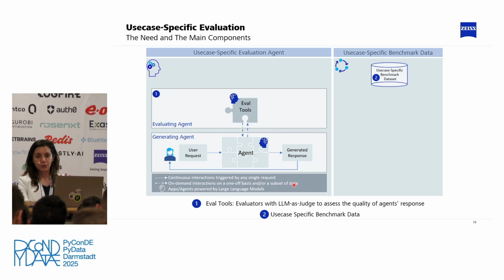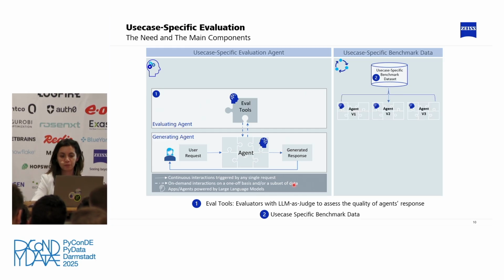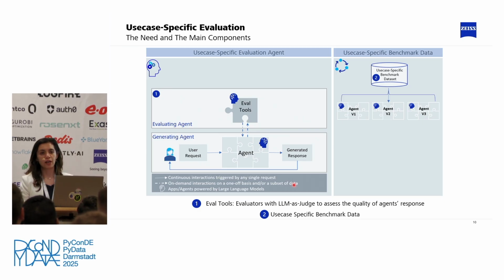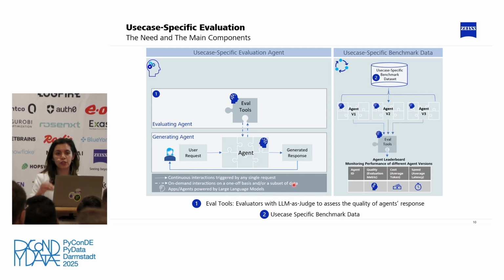Now, once we have this use case-specific benchmark dataset, it becomes quite straightforward how to go about the evaluation. We would just send the queries from this benchmark dataset to the different agents that we are designing, collect the output from the agents, and send them into the eval tools. Out of the eval tools come the different quality metrics that we wanted in order to have an aggregated quality metric of our different agent versions. And we have cost and speed as two other criteria as well. So that would provide me with the agent leaderboard that I was talking about.